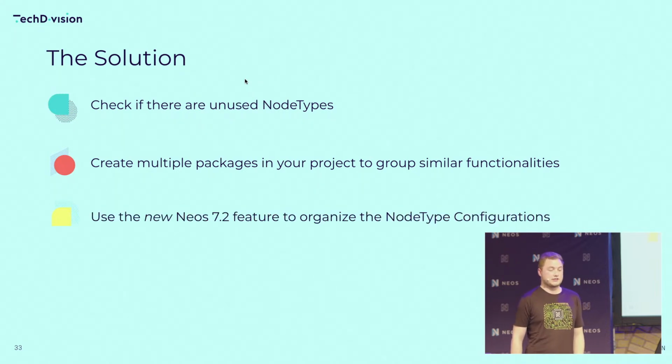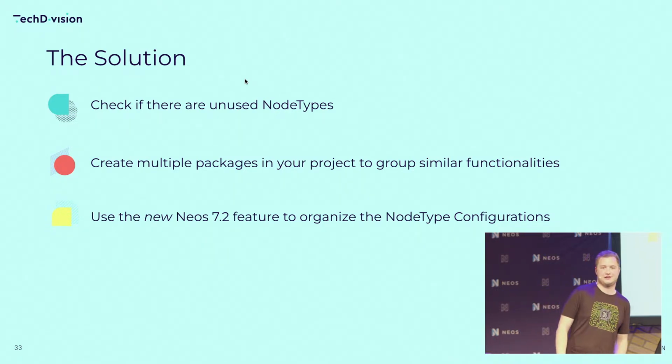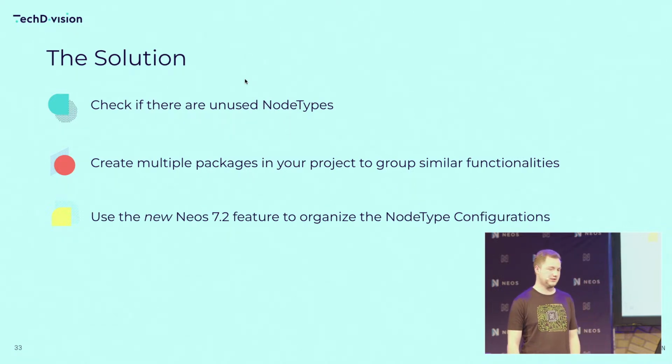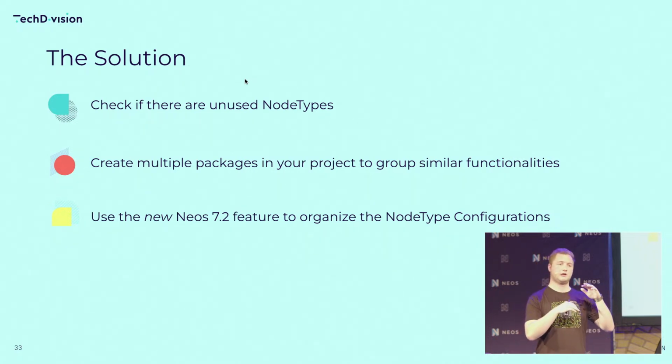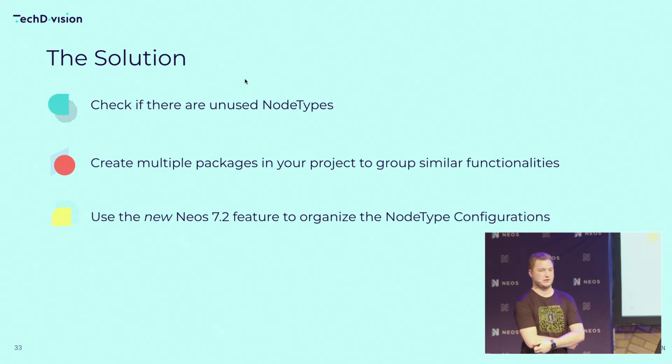And use the new, it's not so new anymore, but I've seen a lot of projects that still don't use this feature, use the new feature to organize node types into subfolders. You can look it up in the documentation how this works, but you can split the configurations in node type folders and then split it further, and therefore it becomes more manageable and way easier to maintain.